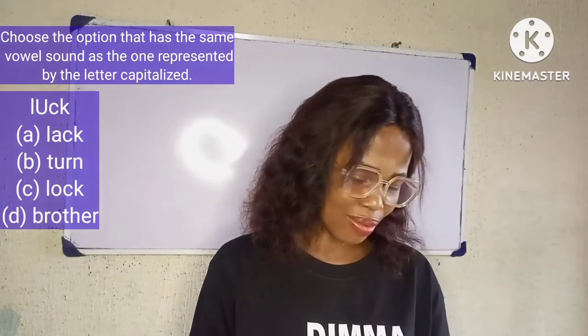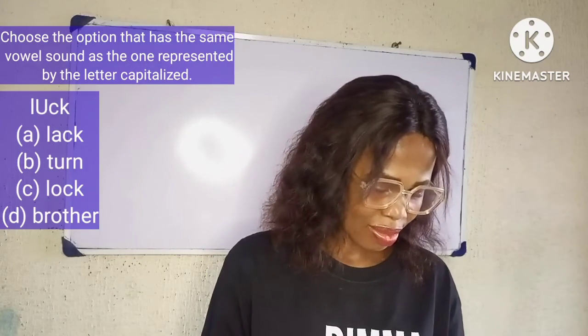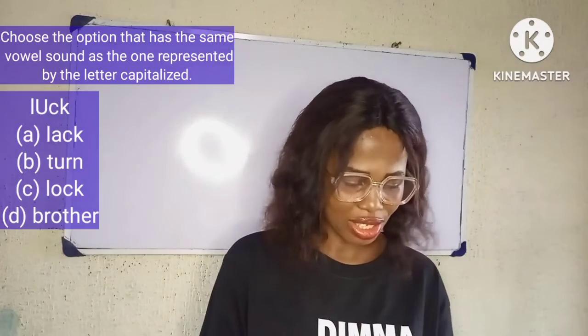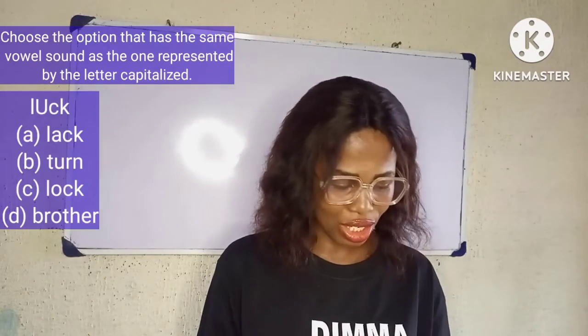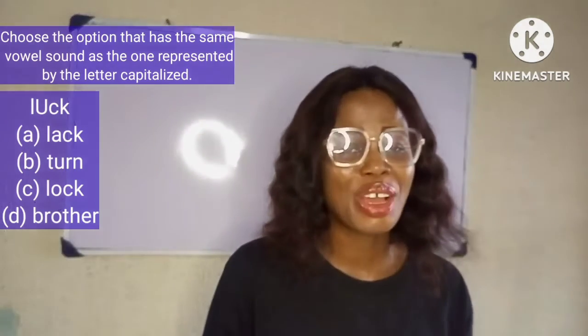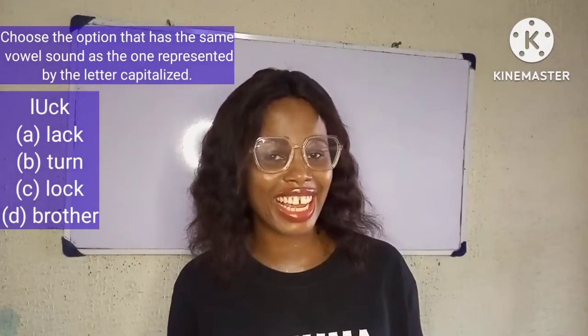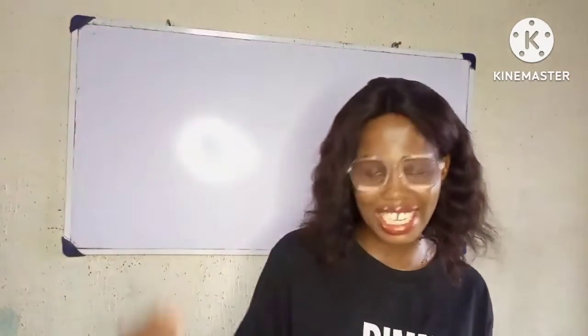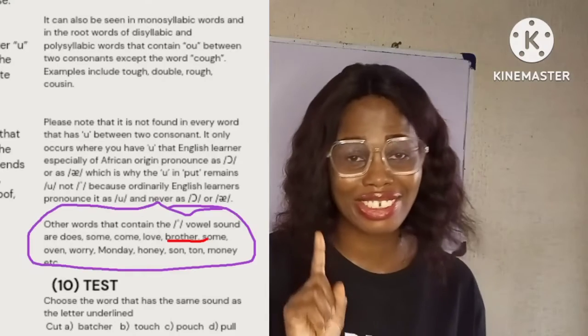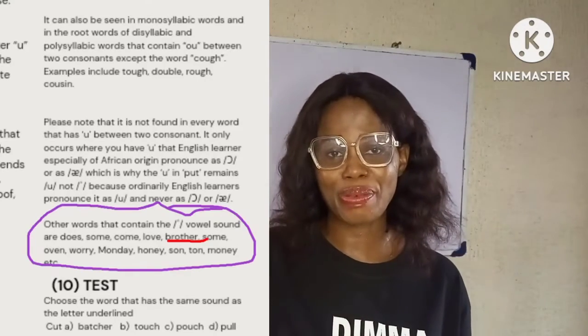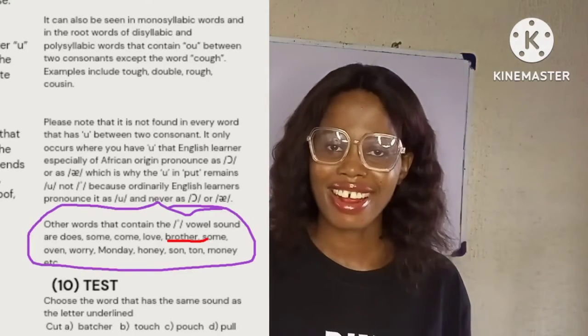Okay. Now let's look at the options. We have option A, luck. Option B, turn. Not correct. Option C, luck. Not correct. Option D, brother. Brother. Okay. Now brother is among the words that contain O, just a single O, that are pronounced the same way, okay.